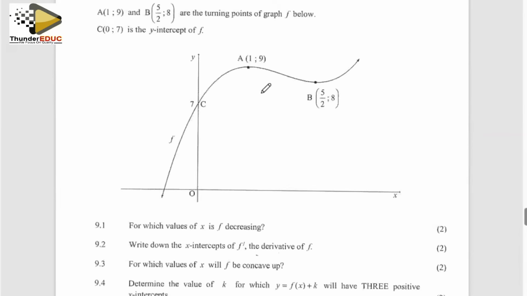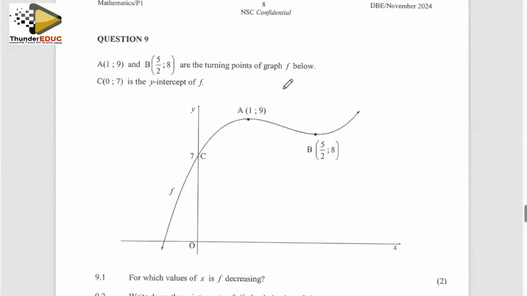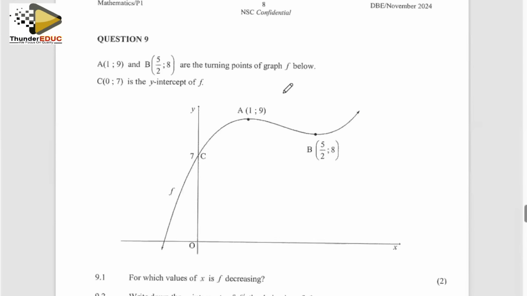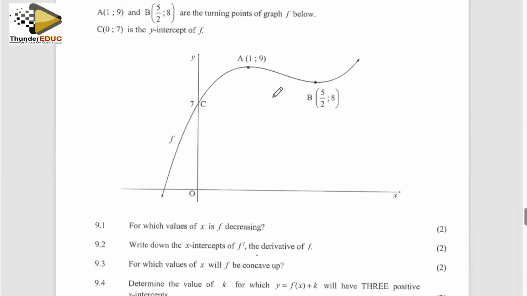All right, question number 9. This was a weird question. Very weird. Telling us that A is (1, 9), B is (5/2, 8), and these are the turning points of the graph. C, which is the y-intercept, is there comfortably. They want us to determine the values of x for which f is decreasing. So that can be obtained from the turning points, okay?